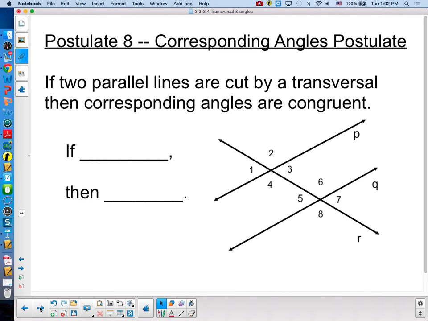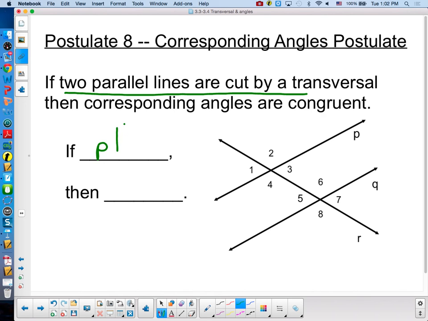Are we ready for the fill in the blanks? Okay, Allie, what do you think? If what, then what? If we know 2, then we know 6. Now, if 2 parallel lines are cut by a transversal. So for the if part, you have to tell me what 2 lines are parallel. If P and Q are parallel, that's the right symbol, yes. If P is parallel to Q, then R is a transversal.